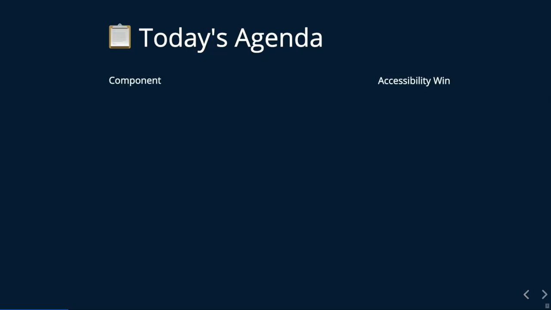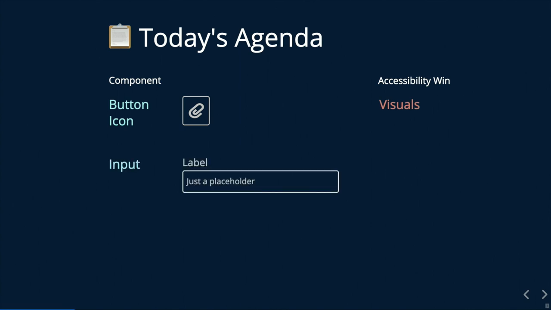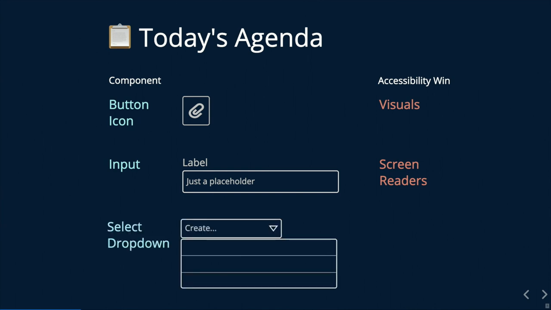So, given that my world revolves around components and accessibility, we're going to look at some components, big surprise, and what kind of accessibility win we can get by ensuring that that particular component is accessible from the start. So we'll look at button icons and how this can improve the visuals. We'll look at inputs and what this means for screen reader users. And lastly, select dropdowns and how this can be very effective when done right for keyboard navigation, those who use the keyboard to navigate and use your product.